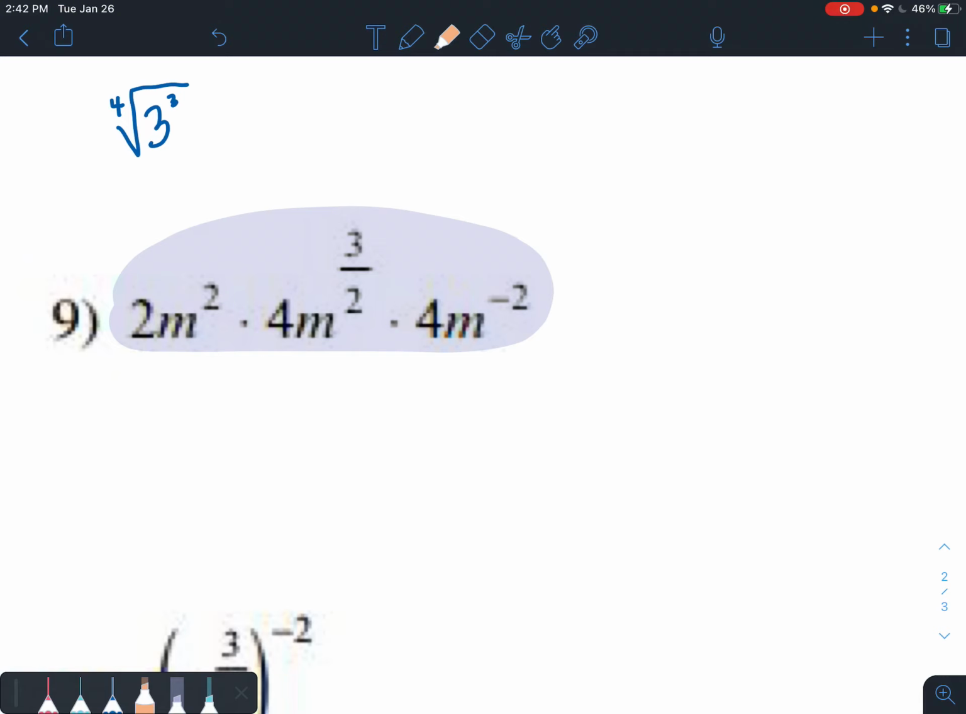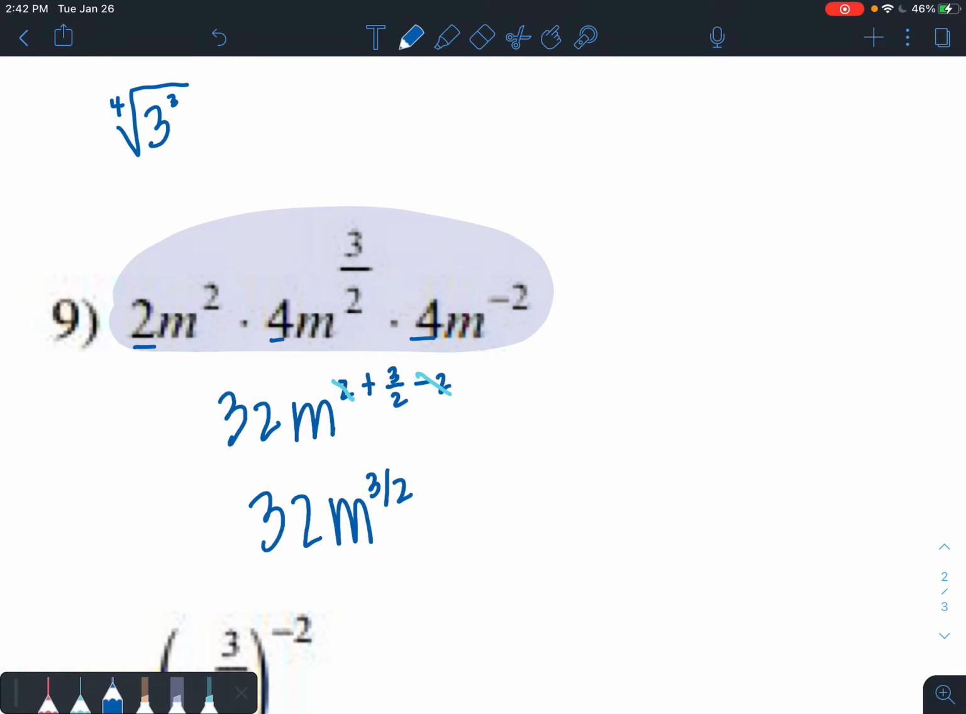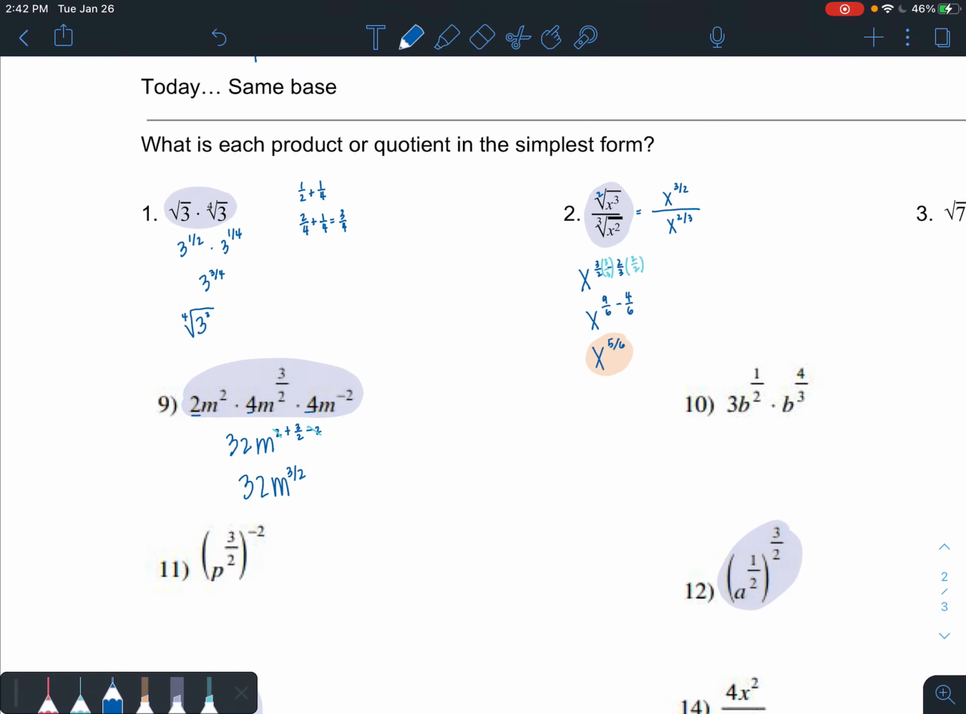Let's look at this one here. Okay, let's multiply those front numbers together. So 2 times 4 times 4. 2 times 4 is 8, times 4 is 32. Then we have m to the 2 plus 3/2 minus 2, because that's negative there. So this one cancels with this one, and so we end up with 32m to the 3/2.